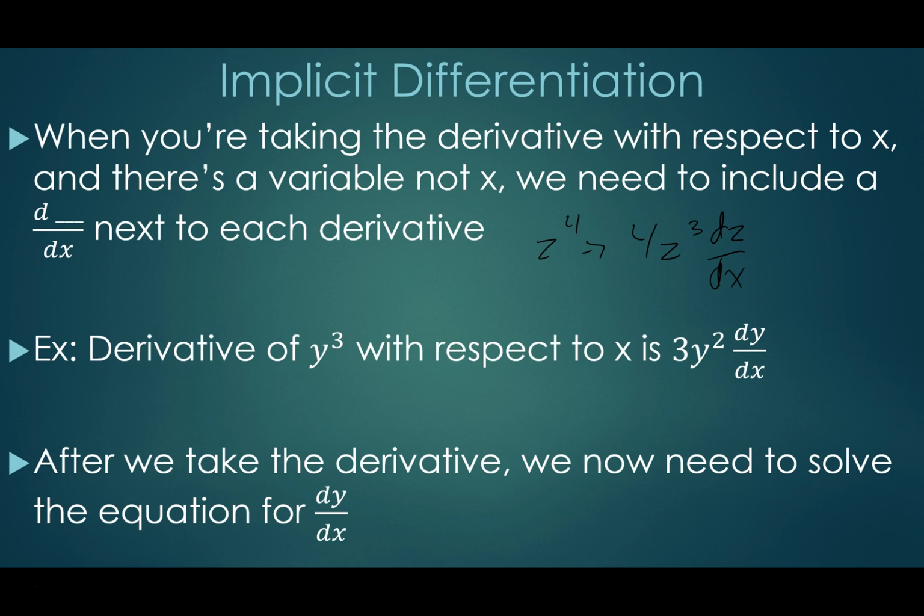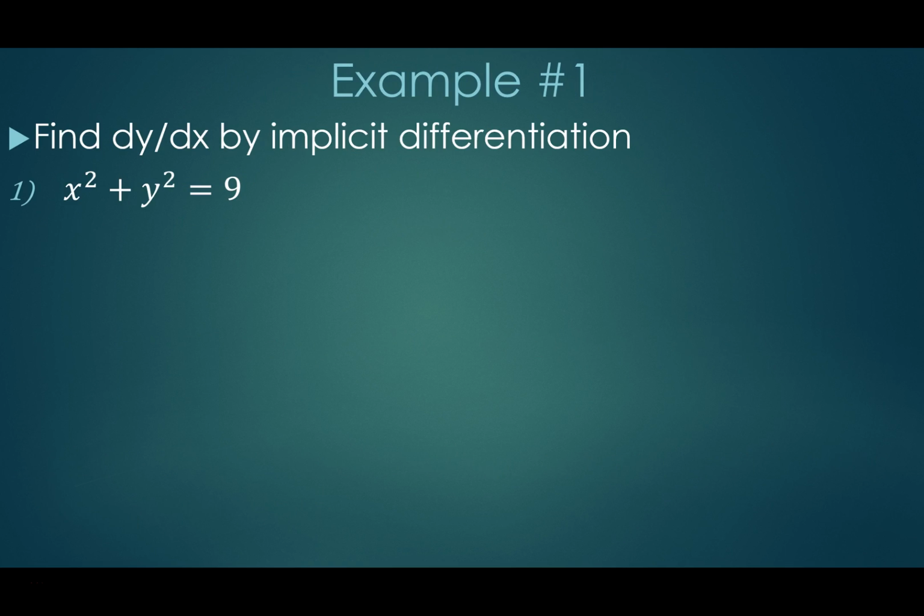Now, in addition to that, for the most part, your derivatives are always just very straightforward. It's f prime of x equals blank. That's because it was only a function of x. Now, because there are more variables, we need to actually solve for the dy/dx, or the dz/dx, or whatever it happens to be. So, for example, I want to find dy/dx by implicit differentiation.